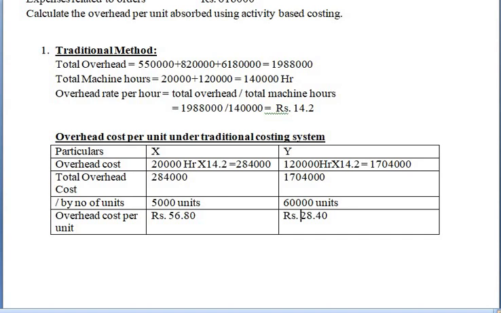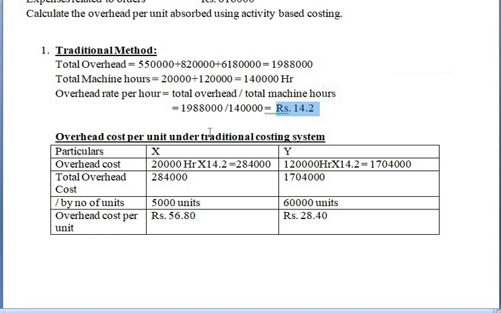So I repeat, in traditional costing method, total all the overheads you will get 19,88,000. In traditional method, the total overhead cost is absorbed through machine hours. So here total machine hours will be 1,40,000 hours. Now calculate overhead rate per hour. So total overhead is based on total machine hours in traditional costing system. So total overhead is 19,88,000. Total machine hour is 1,40,000. Per hour will be 14 rupee 20 paisa.